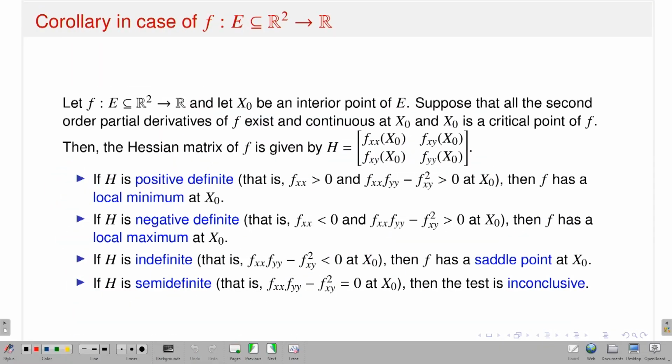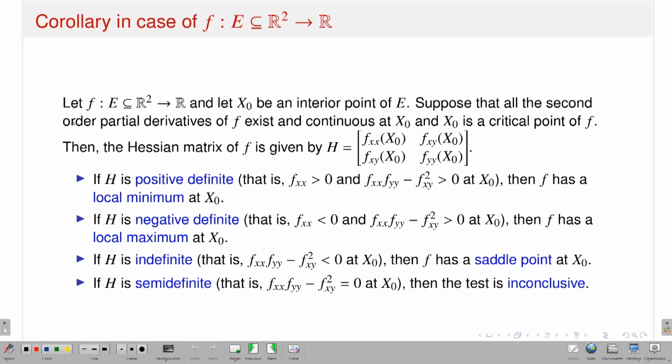As I said, in particular, if I take n equal to 2, that means I start with a function f from a subset E of R2 to R, then you have a 2 cross 2 matrix and you know all the entries, so you can say more explicitly whether there is a saddle point, local minimum or local maximum. What I am saying is that it is a corollary, because I am putting n equal to 2. Let f be a function from R2 to R.